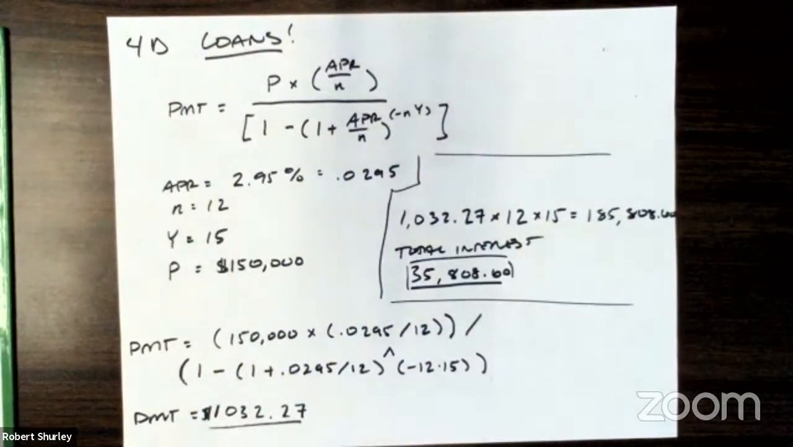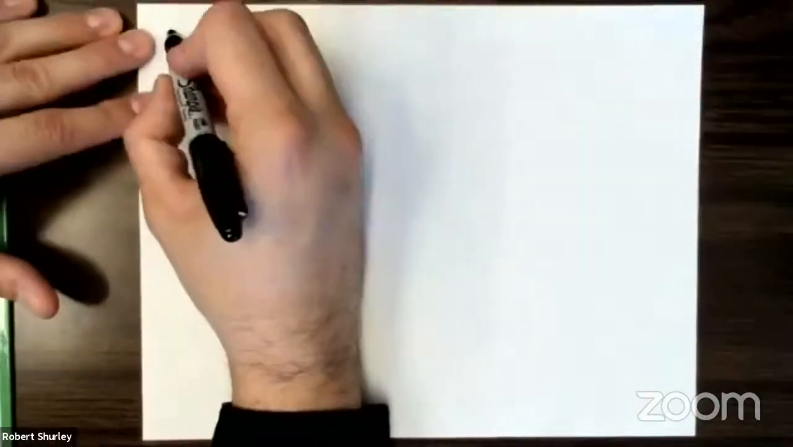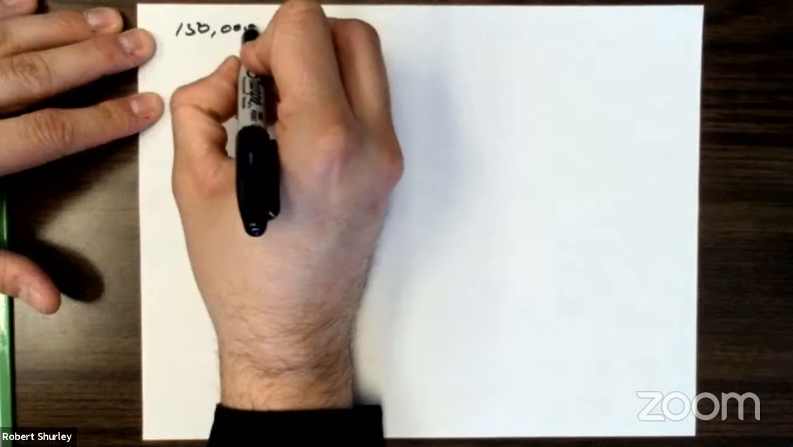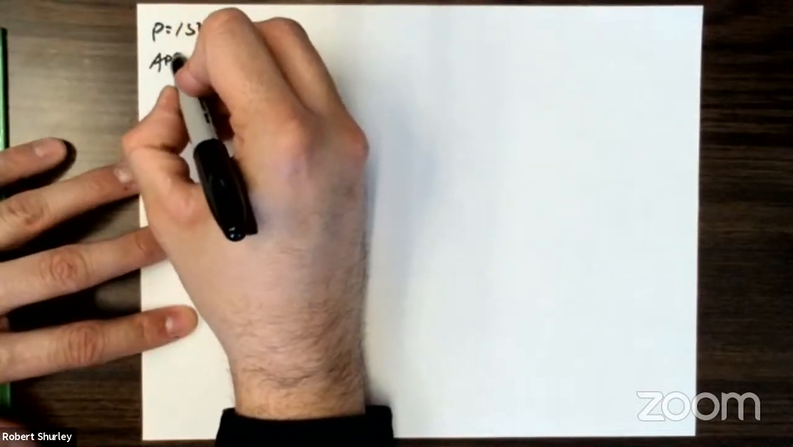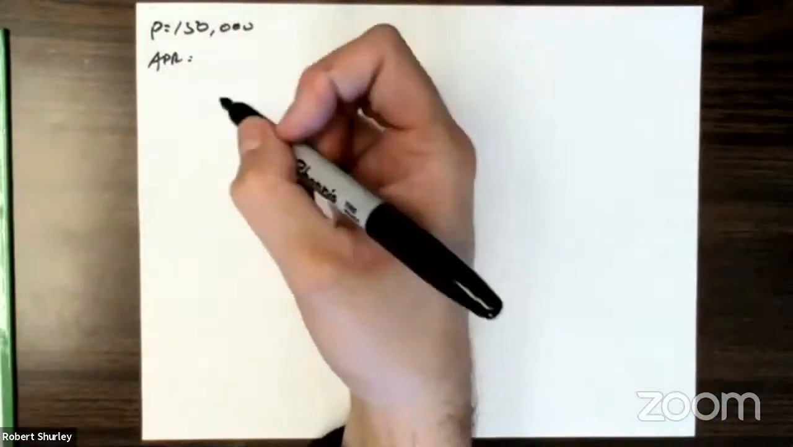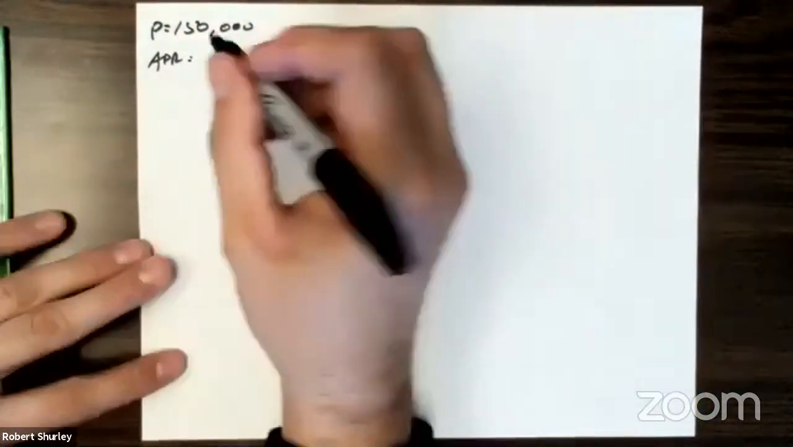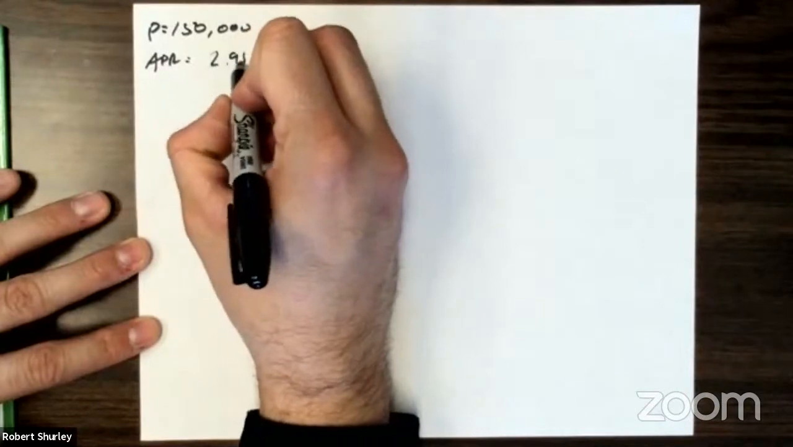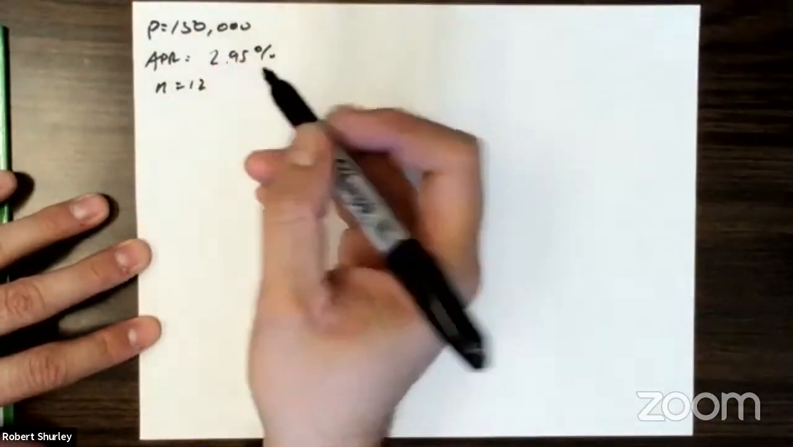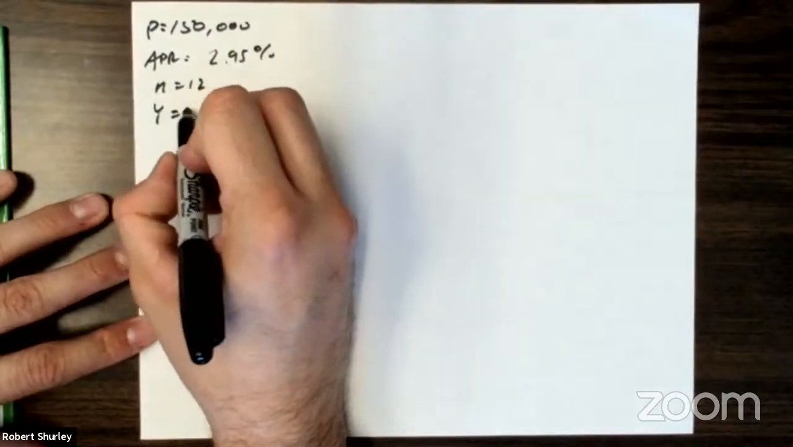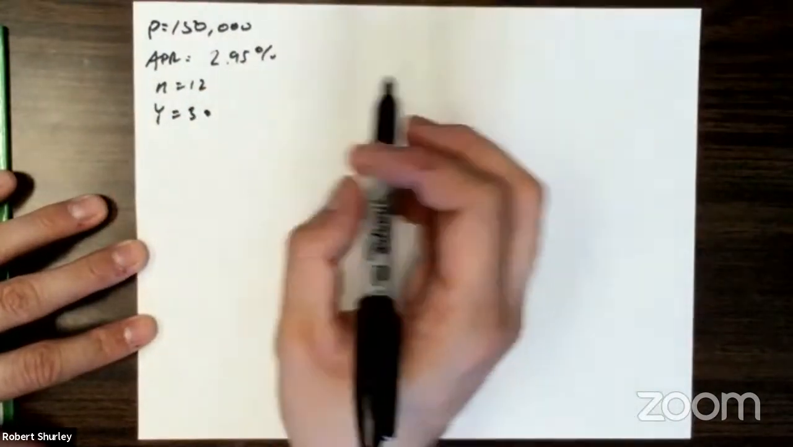So let me get another piece of paper out. We've still got $150,000 as our principal. The APR, we'll keep it the same, but what happens on APRs with 30 is your interest rate usually goes up. But we're just going to keep it the exact same to show you what happens. And of course, it's still 12 because it's a monthly payment. Why, though, is it 30 instead of 15?